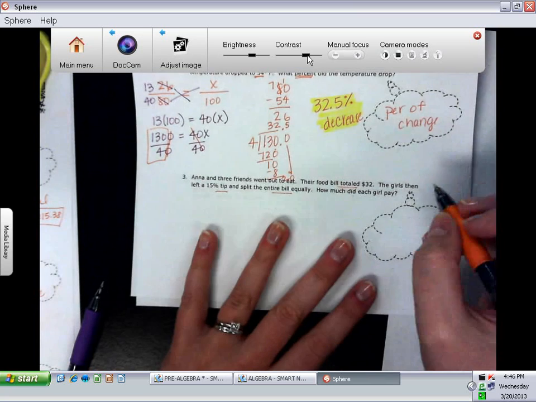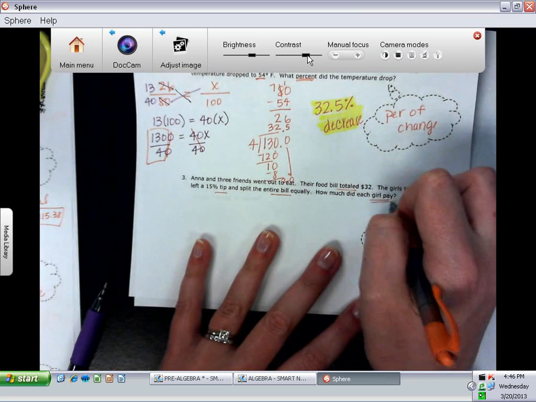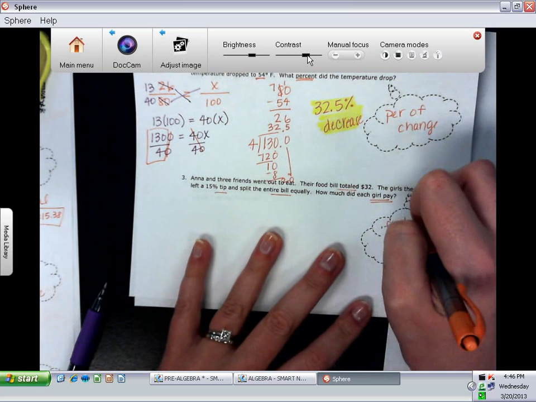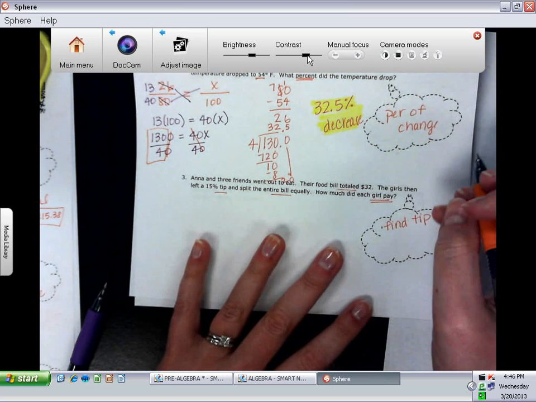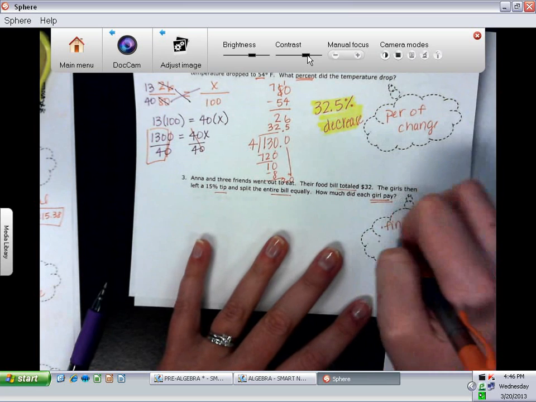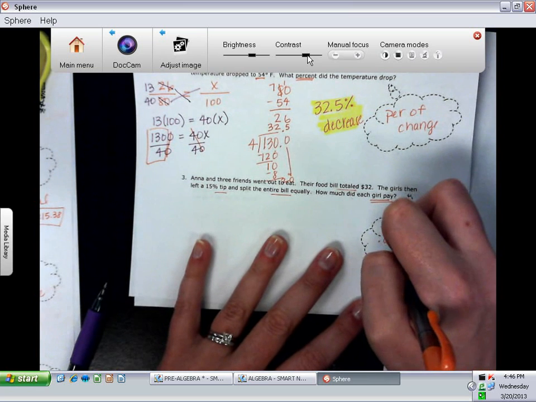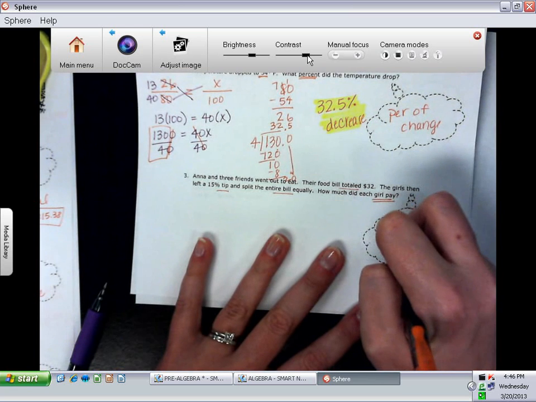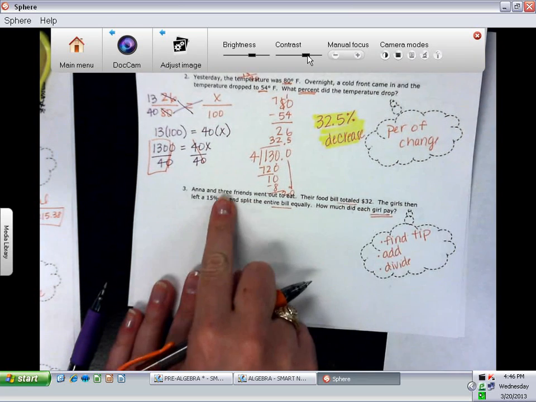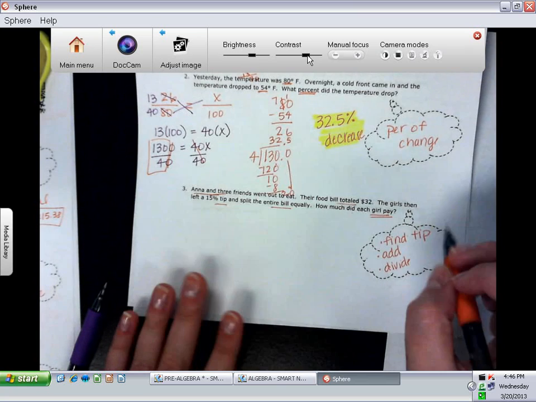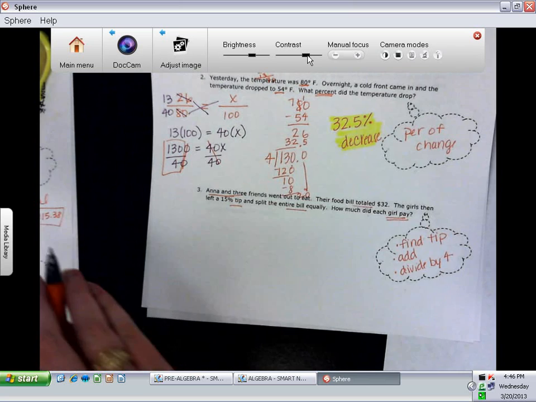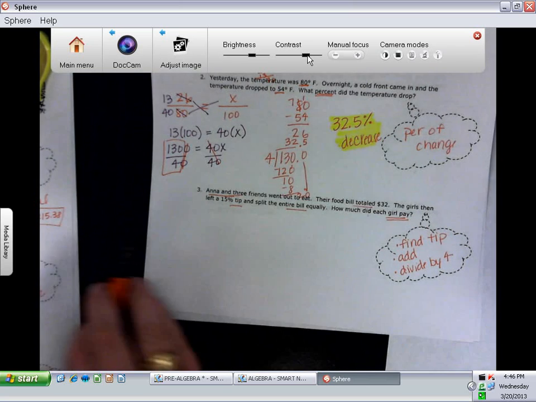So if I want to know how much each girl paid, the first thing I need to do is find the tip. So write that in your thought bubble. Find tip. Then, because tip is increasing my bill, I need to add my tip to my total. And then I need to divide. And you need to be careful here because it's Anna and 3 friends, which really means divide by 4. So I know I'm going to have a couple different steps here.